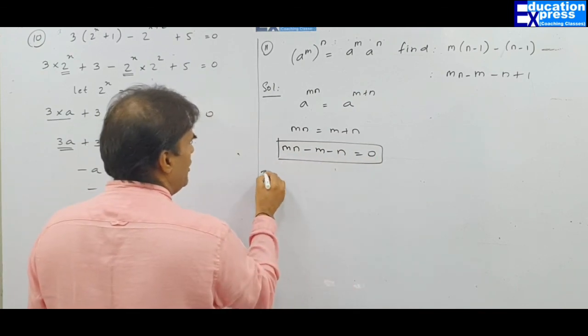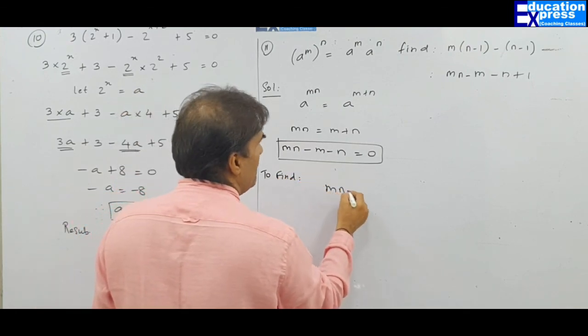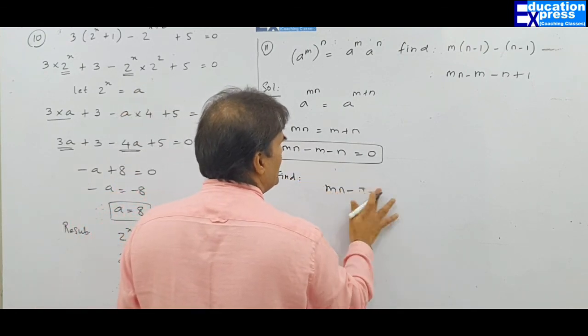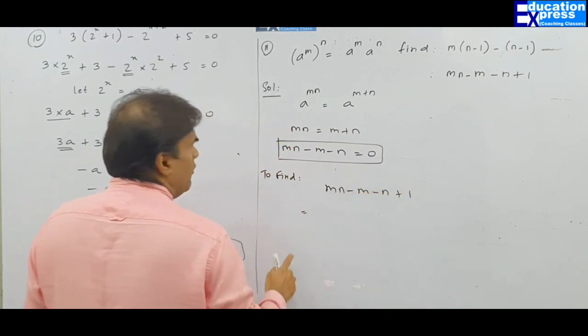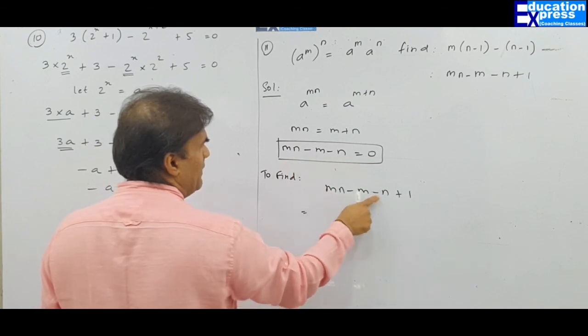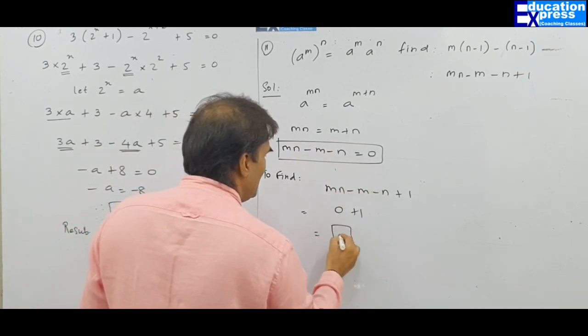What we have to find? To find the value of mn minus m minus n plus 1. What is the value of mn minus m minus n? So it's 0. So 0 plus 1, final answer 1.